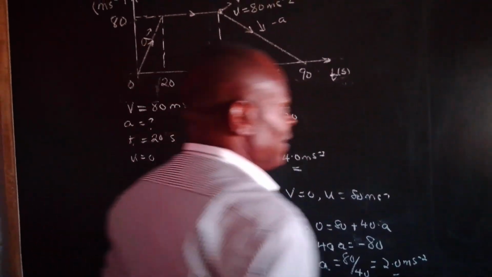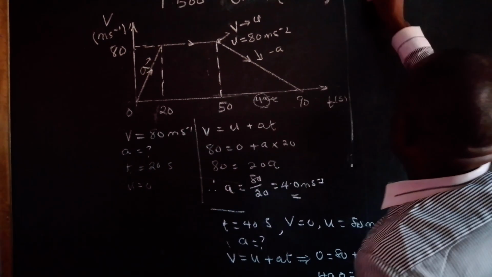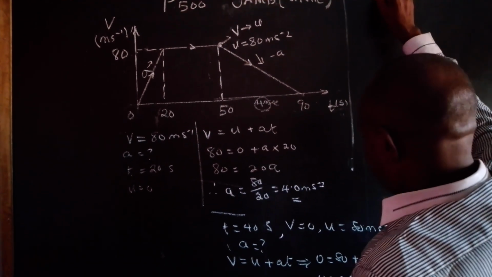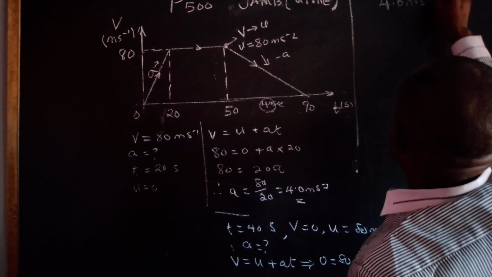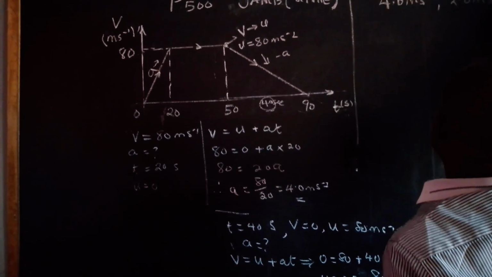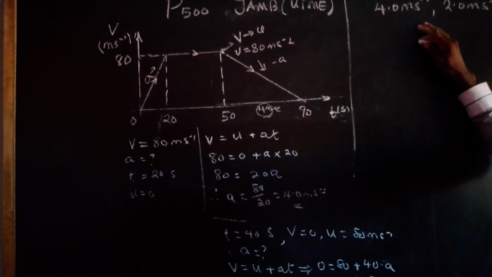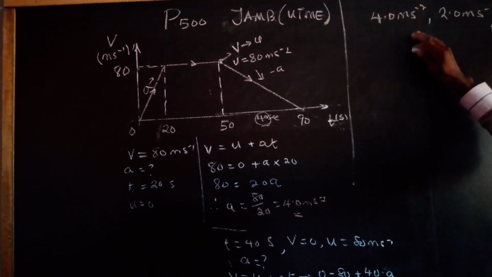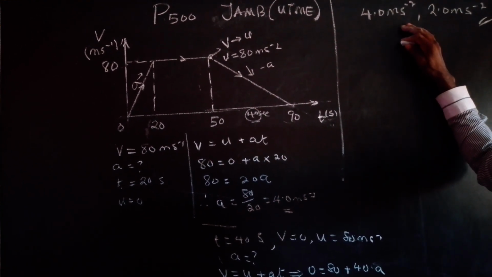So if you look at the options, check for the option that says we have 4.0 meters per second squared and then 2.0 meters per second squared. Any option that carries this pair of values is therefore the correct option for this UTME question.